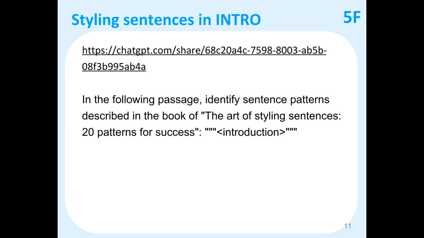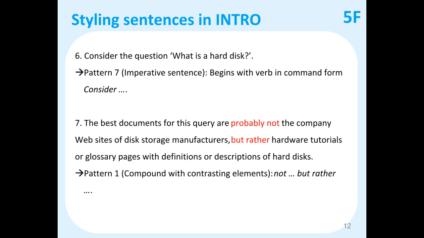20 Patterns for Success. In this next activity, we'll look at our passage again, but this time we'll analyze it for sentence patterns. Let's try this together. Look at this first sentence. Consider the question, what is a hard disk? This is an imperative sentence. It uses pattern 7, beginning with a verb in command form. That's one way writers guide the reader's attention directly.